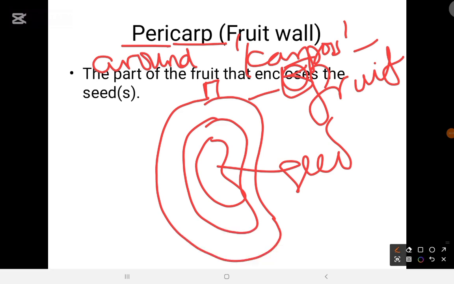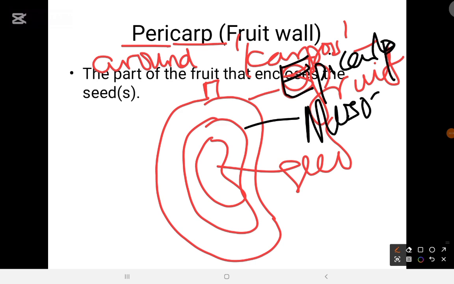This is going to be the epicarp. This is going to be the mesocarp. Epi means outside. Meso means lower, lower than something, more like medium. Then endocarp, the one inside.